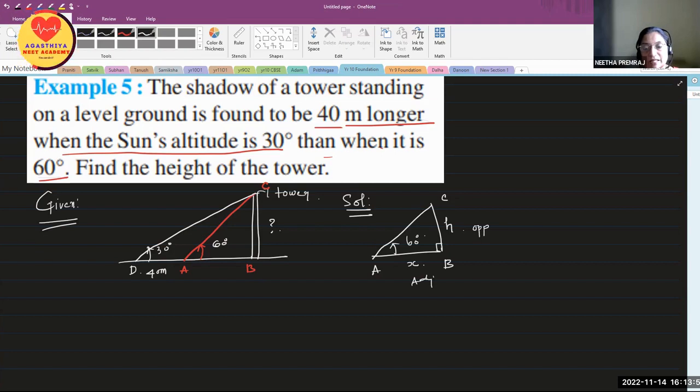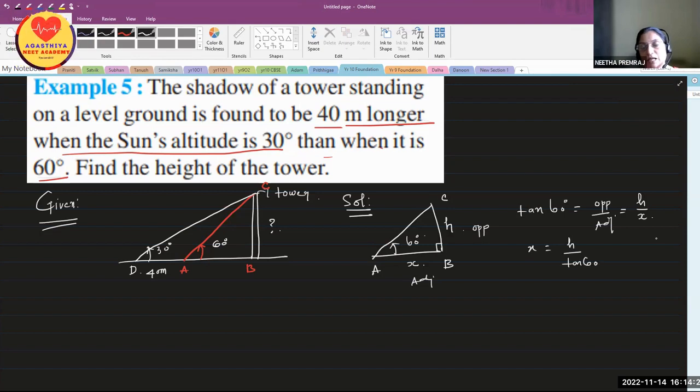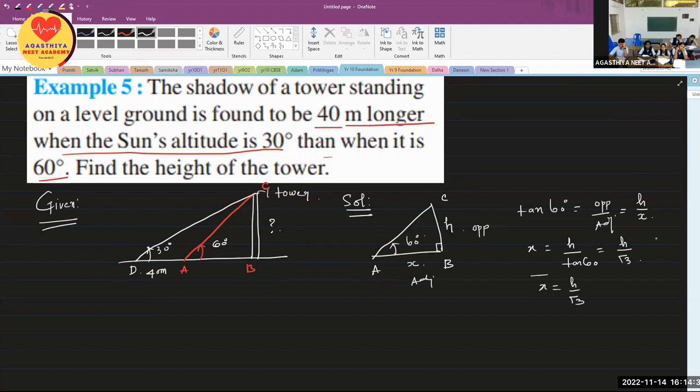Tan 60 is equal to what? Opposite by adjacent. Yes, that is h by x, isn't it? I keep h, that would be better. So what is x? x is equal to h by tan 60. What is tan 60? Root 3, isn't it? So x is equal to h by root 3. Now you take another triangle.